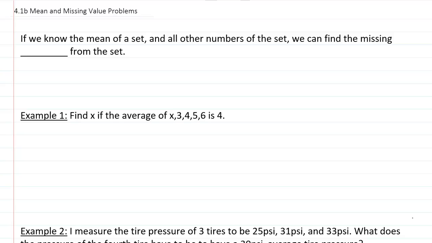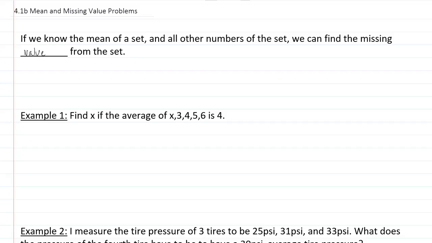4.1b, mean and missing value problems. If we know the mean of a set and all other numbers of the set, we can find the missing value from the set. So let's go through a couple examples. Example 1, find x if the average of x, 3, 4, 5, and 6 is 4.